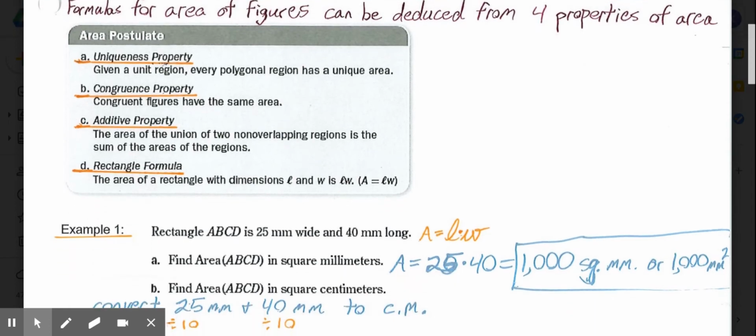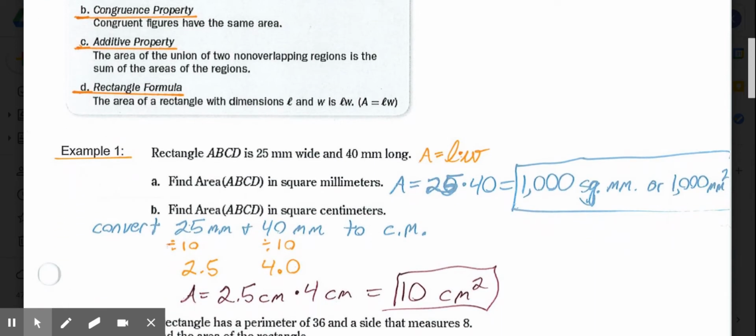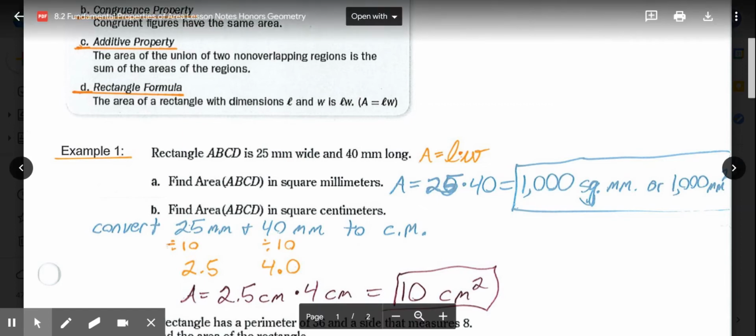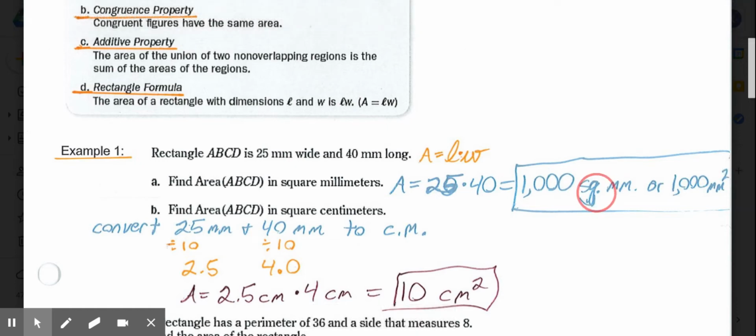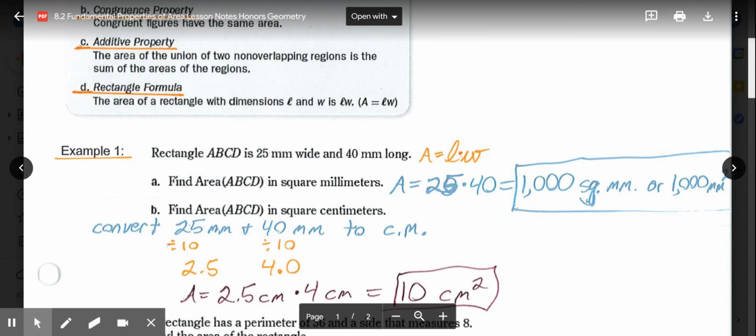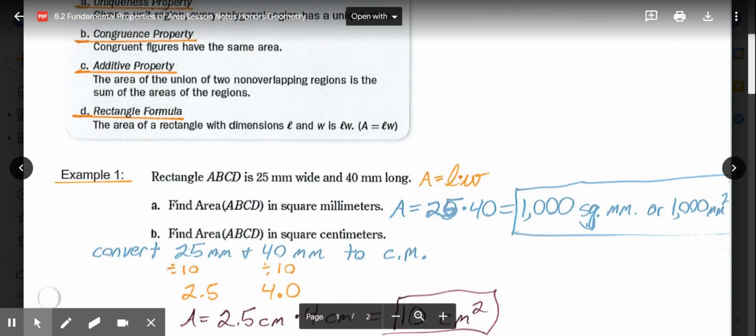So let's look at our first example dealing with area. Tells us rectangle ABCD is 25 millimeters wide and 40 millimeters long. Find the area of ABCD in square millimeters. So because it's a rectangle, we just take the length times the width. So 25 times 40 gives me 1,000 square millimeters. And I don't care if you write your units as SQ MM, or MM to the second power. Both still mean square millimeters.